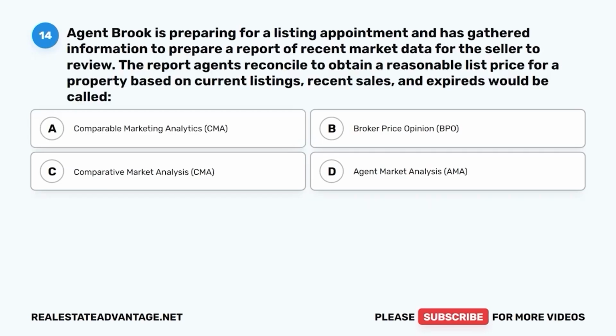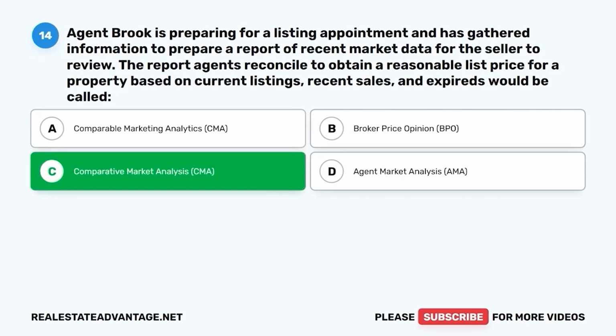Question 14. Agent Brooke is preparing for a listing appointment and has gathered information to prepare a report of recent market data for the seller to review. The report agents reconcile to obtain a reasonable list price for a property based on current listings, recent sales, and expireds would be called: A. Comparable Marketing Analytics, CMA. B. Broker Price Opinion, BPO. C. Comparative Market Analysis, CMA. D. Agent Market Analysis, AMA.